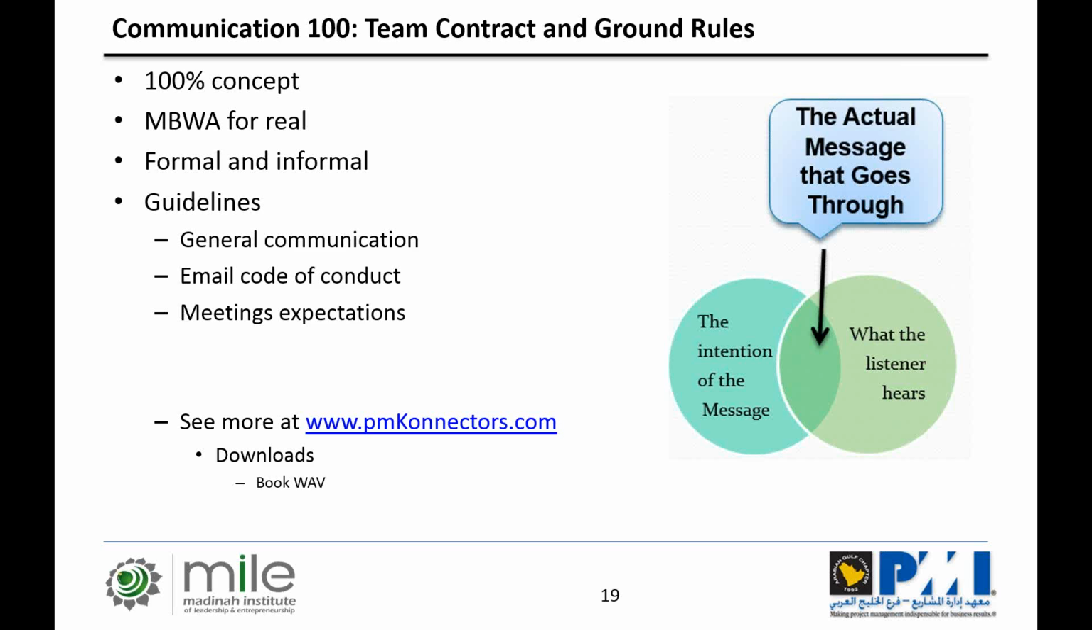Actually, an example for these things is on our website, pmconnectors.com, when you go to downloads and then to the WAV, which is the web added value for the book. This is free. It talks about 3 criteria here: general communications, code of conduct for email, and then meeting expectations, right?